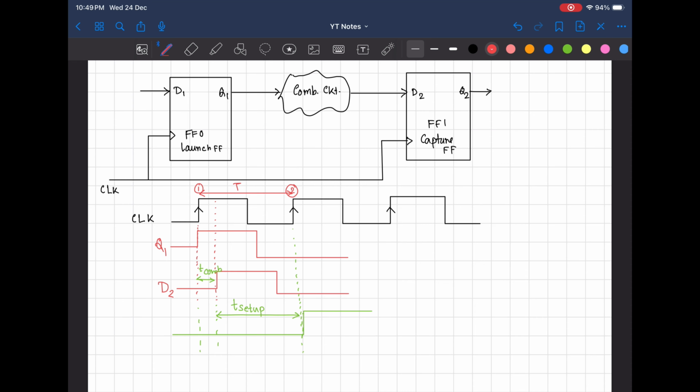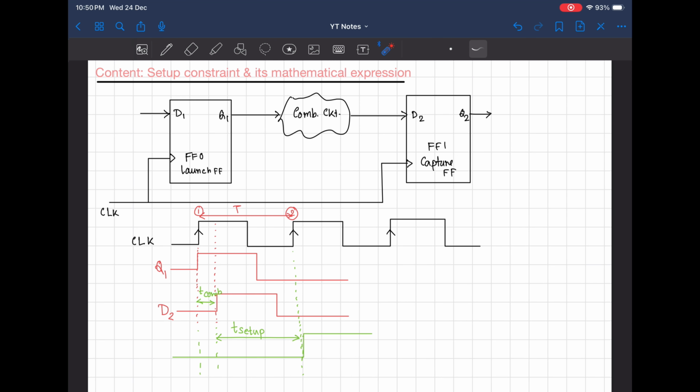I hope I am able to teach you how, with the timing diagram, you can understand the sample edge of the capture flop. When you try to sample the data at the D2 point at the capture flop by the next clock edge, this shows how much setup window you will get. This is one way to see the basic definition of setup time.